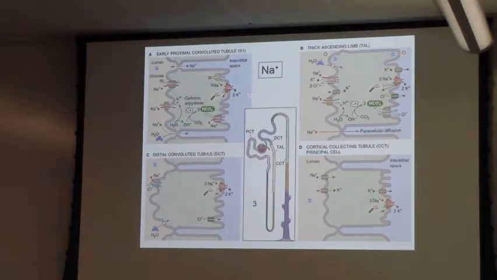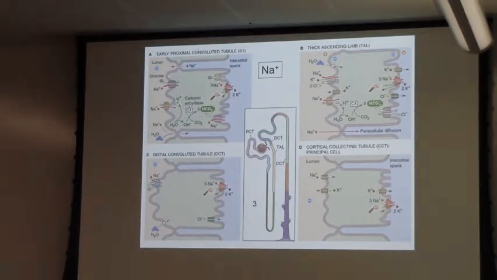We pump sodium with the sodium-potassium ATPase in the basolateral membrane, and then we have the secondary active transporter also for movement of sodium in the basolateral membrane in the proximal tubule, but not in any of the other segments. We're going to see this again when we talk about bicarbonate in a few minutes.